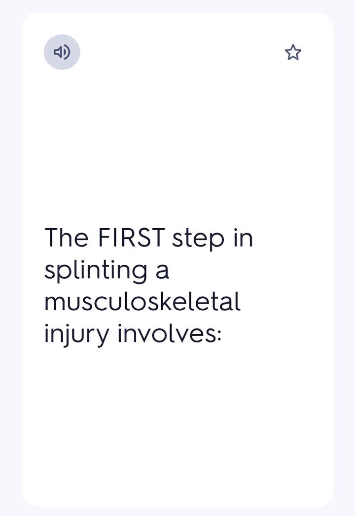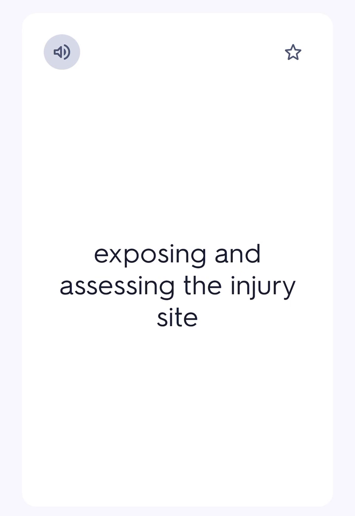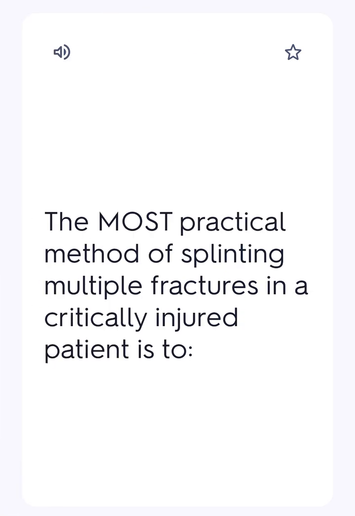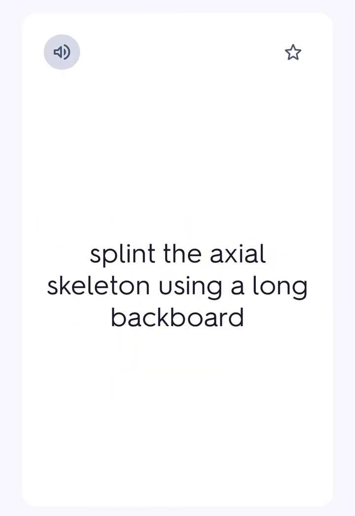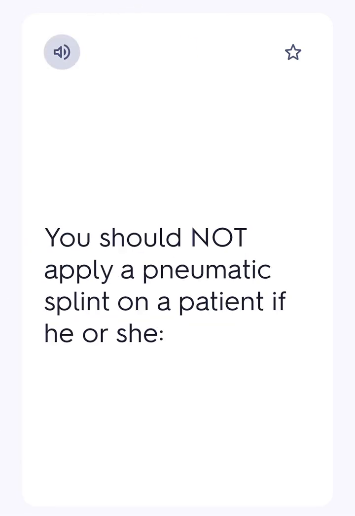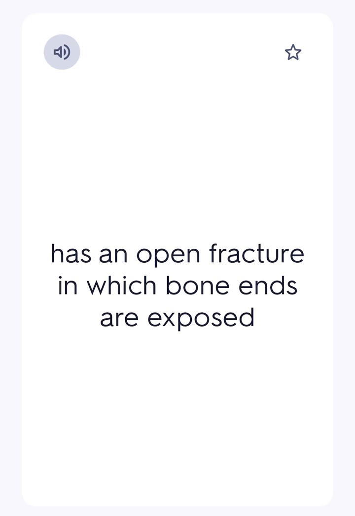The first step in splinting a musculoskeletal injury involves exposing and assessing the injury site. The most practical method of splinting multiple fractures in a critically injured patient is to splint the axial skeleton using a long backboard. You should not apply a pneumatic splint on a patient if he or she has an open fracture in which bone ends are exposed.